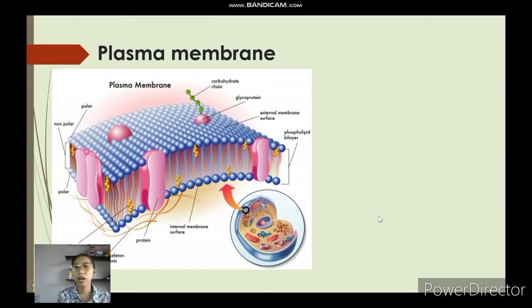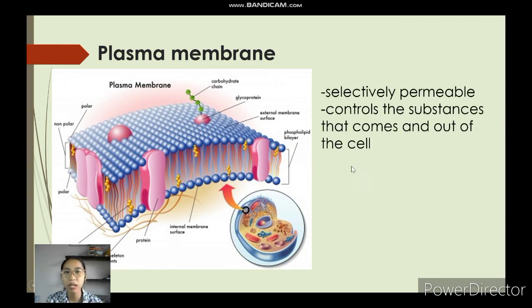Alright, so we are now on our plasma membrane, which is found in the outermost part of our cells. If we compare it to our bodies, this is like the skin. The plasma membrane has a phospholipid bilayer, glycoproteins, and many other membrane proteins that are embedded in it.